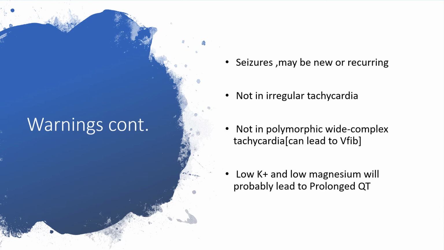We don't give adenosine in any irregular tachycardia like atrial fibrillation or any form of irregular tachycardia like polymorphic ventricular tachycardia. Please, no adenosine. Like I've just said, not in polymorphic wide complex tachycardia. And with that, it can lead to ventricular fibrillation.